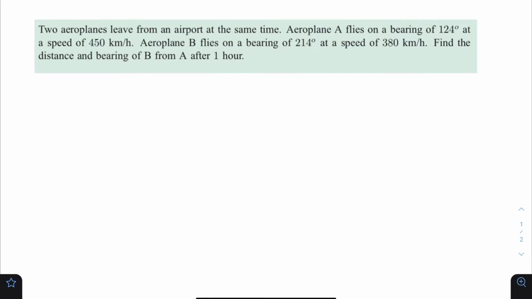All right, let's suppose we have this question. Two aeroplanes leave from an airport at the same time. Airplane A flies on a bearing of 124 degrees at a speed of 450 kilometers per hour. Airplane B flies on a bearing of 214 degrees at a speed of 380 kilometers per hour. Find the distance and bearing of B from A after 1 hour.